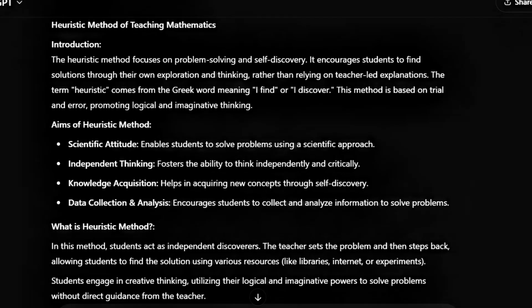Aims of heuristic method. Scientific attitude enables students to solve problems using a scientific approach. Independent thinking fosters the ability to think independently and critically. Knowledge acquisition helps in acquiring new concepts through self-discovery. Data collection and analysis encourages students to collect and analyze information to solve problems.